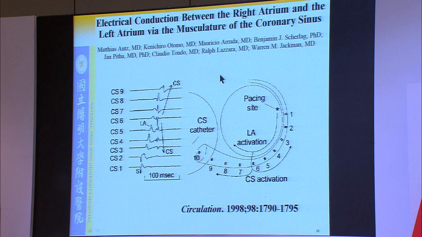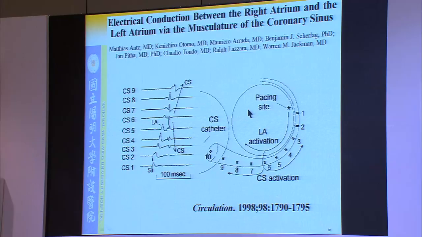Clinically, we can also demonstrate the electrical connection between the right atrium and the left atrium via the muscle of the coronary sinus. In this picture, you can see very clearly the coronary sinus catheter. If you pace from the distal coronary sinus, you can see the left atrium activation wavefront goes this way. And if there is a coronary sinus connection at CS6, you can see the wavefront go from here and this way. Frequently you can demonstrate this phenomenon in your cases and prove there's a connection between the left atrium and the coronary sinus.